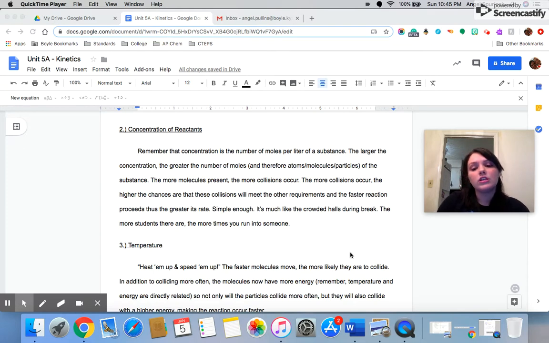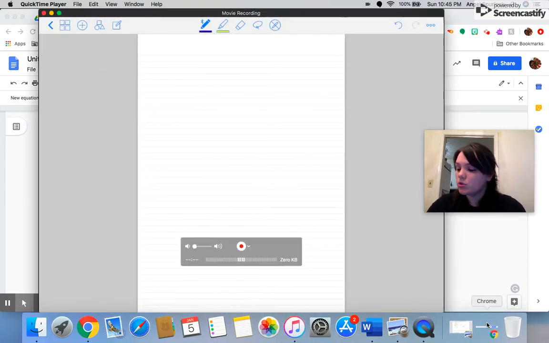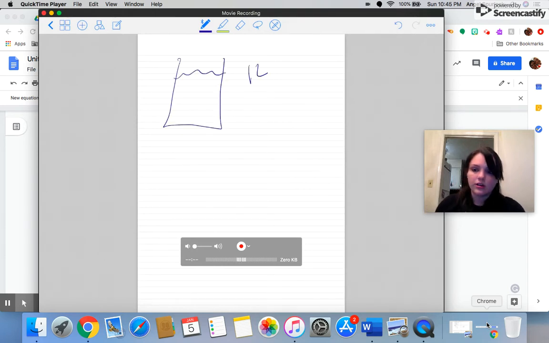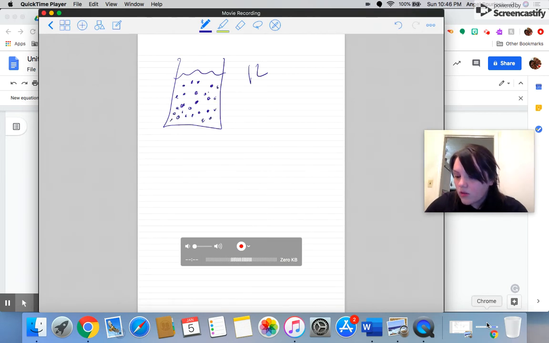So the concentration, keep in mind that the concentration of a solution is moles per liter. So let's say we have 1 liter here, and let's say that our concentration is very low. Let's say we only have 2 atoms in this whole liter of water. That means that you can have 1 collision. It means your reaction is going to be pretty slow, right? Versus if you have several particles in this and you have a very high concentration, well, then they don't really have any choice but to collide, right?